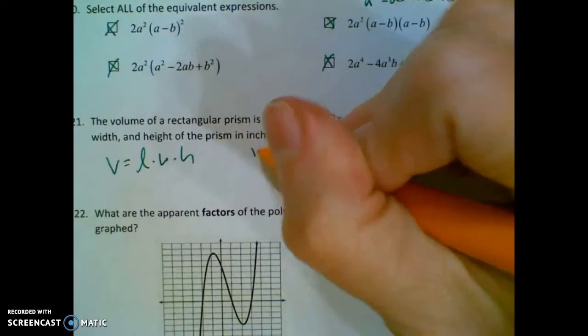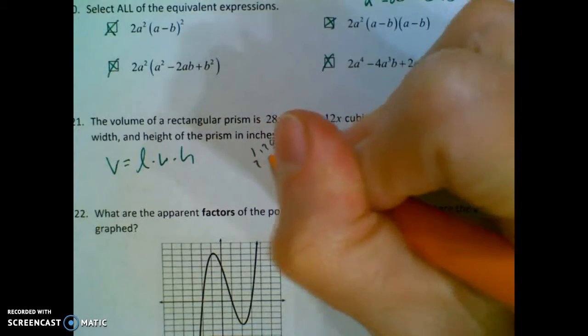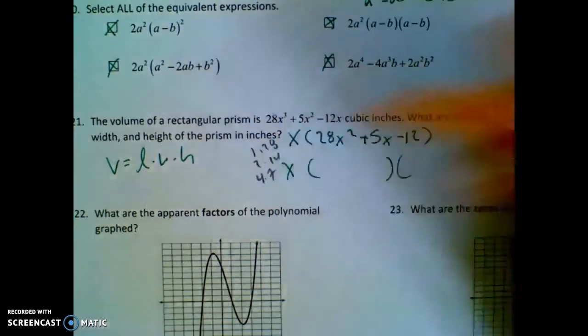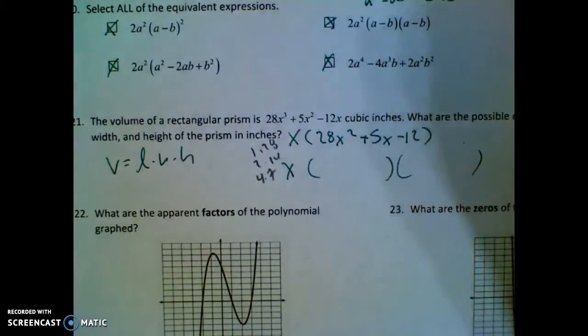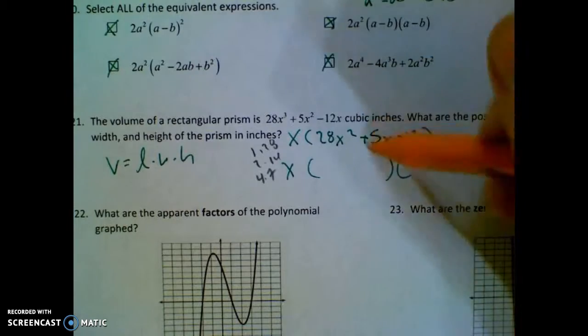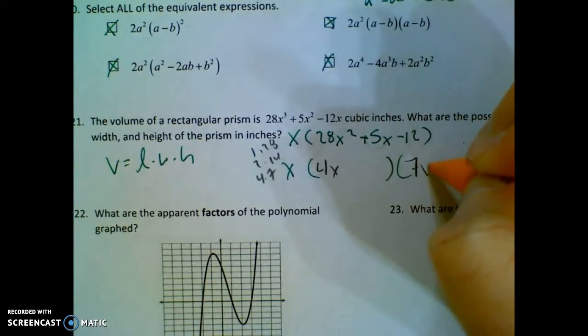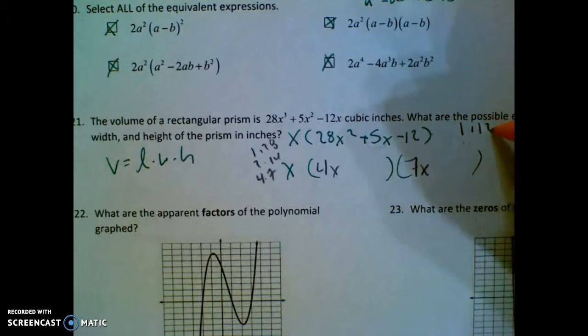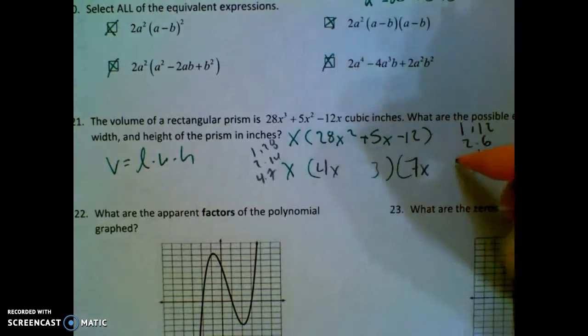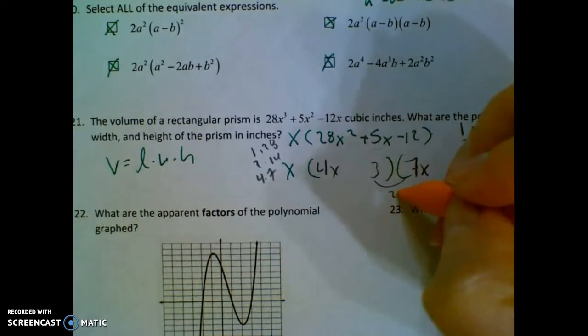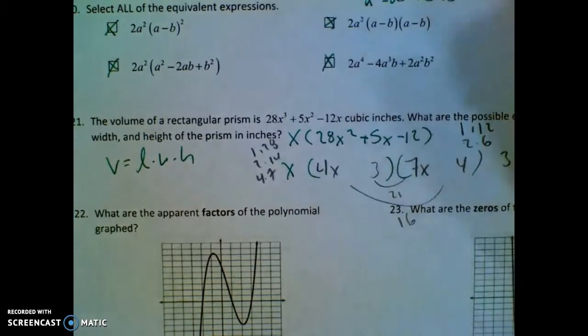So 28 is 1 and 28, 2 and 14, or 4 and 7. Most likely it's going to be the closer together ones, because I'm trying to get a 5 in the middle. So usually it's the closer. So I'm going to go ahead and say 4x and 7x. 12 is either 1 and 12, 2 and 6, or 3 and 4. Probably going to be 2 and 6 or 3 and 4, so let's try 3 and 4 starting out. Inner product 21, outer product 16. Oh, well there we go.